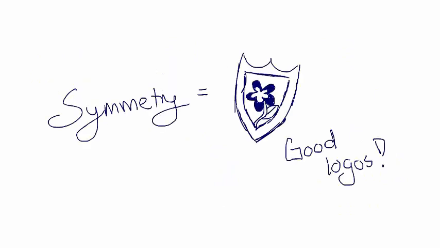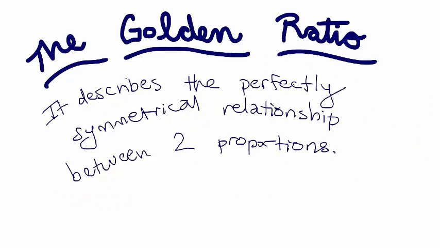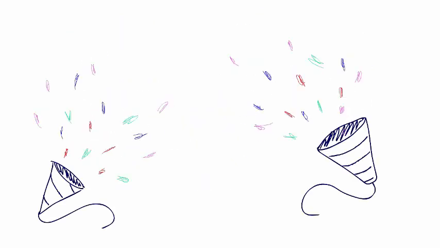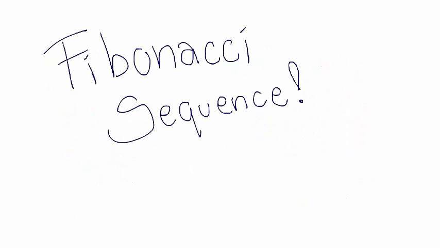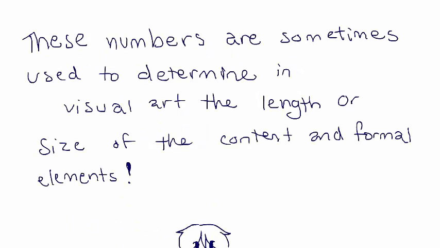The use of symmetry helps graphic designers create symbols for companies, but to find the perfect symmetrical relationship between two proportions, they use the golden ratio, which describes the perfectly symmetrical relationship between two proportions. But in order to make something visually interesting, they use the Fibonacci sequence. Within the Fibonacci sequence, there are Fibonacci numbers, which are sometimes used to determine in visual art the length or size of the content and formal elements.